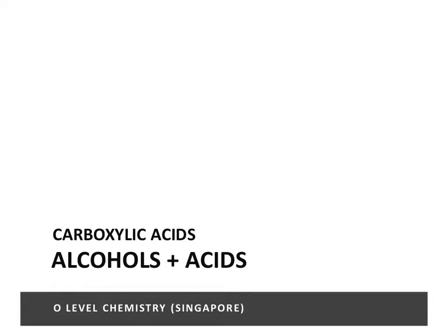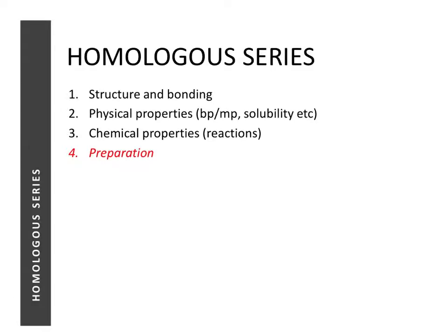In this lesson, we're going to look at carboxylic acids, which is the last family of compounds that we're going to look at in detail. Again, we're going to look at 4 parts: structure, bonding, physical properties, chemical properties, and how can we prepare carboxylic acids.